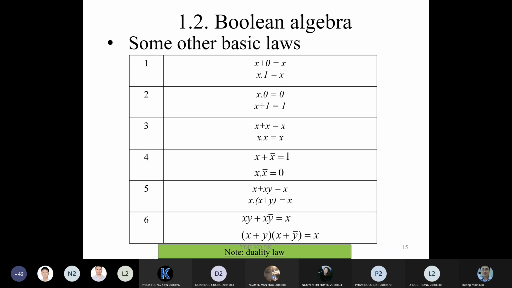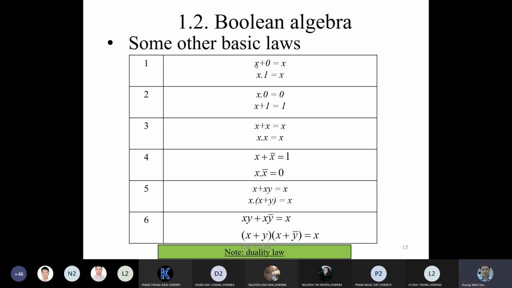And here, at the end of the slide, I write the duality law. Okay, this is one interesting property of logical function that other algebras have. So duality, for the Boolean algebra we have a duality property. So what is the duality property?